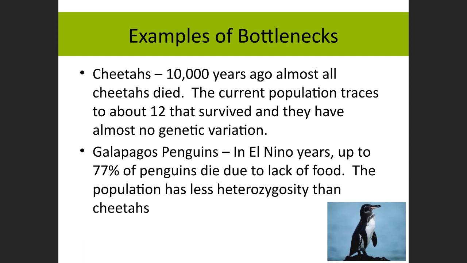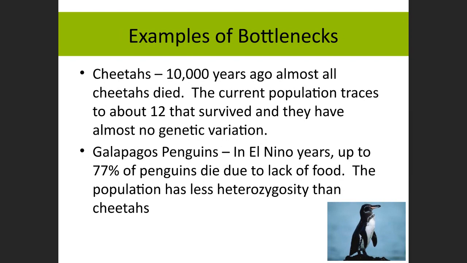And there's evidence that about 10,000 years ago, most cheetahs died, and we don't know why. There was some sort of event, and the current population of cheetahs dates back to that, and probably only about 12 survived. So those 12 and whatever genes they had are all of the genes that are present in today's cheetahs.